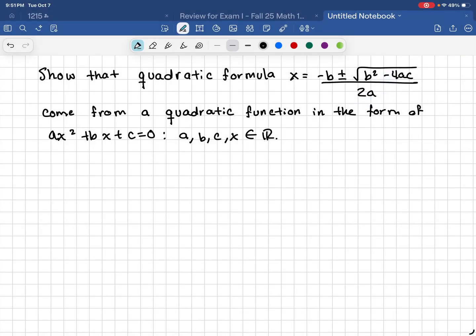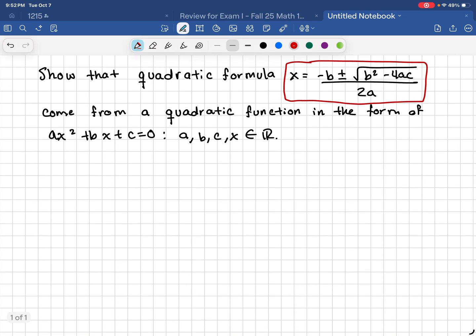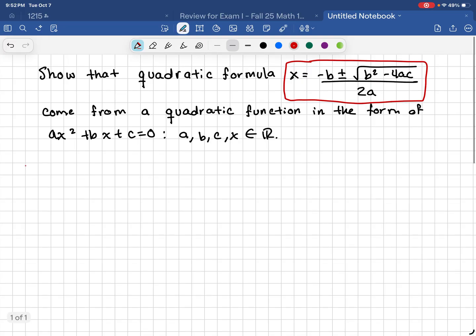Hello everyone, we have a problem here in mathematics from 1215 and 1220, which is intermediate algebra and college algebra. I'm pretty sure everybody has seen the quadratic formula, one of the most famous formulas in mathematics: x is equal to negative b plus or minus the square root of b squared minus 4ac all over 2a. It comes from the quadratic function in the form ax squared plus bx plus c is equal to 0, such that a, b, c, and x all belong to the set of real numbers. So this is done.